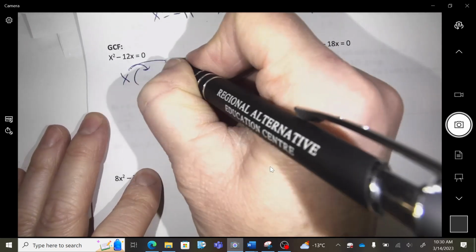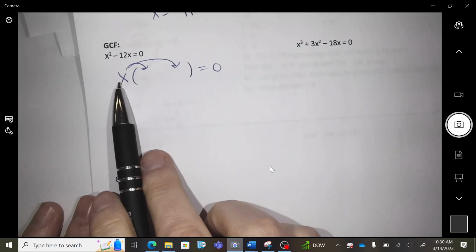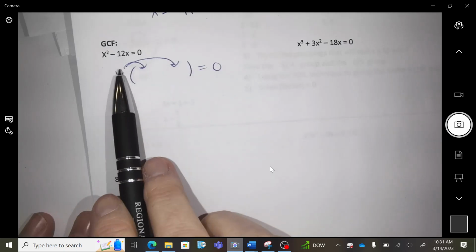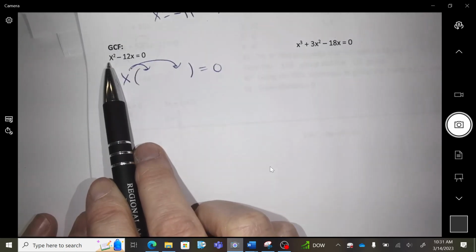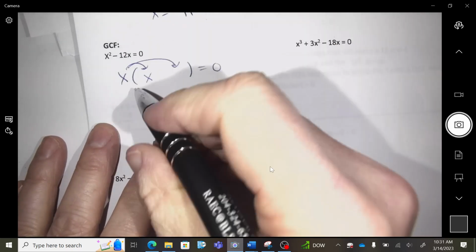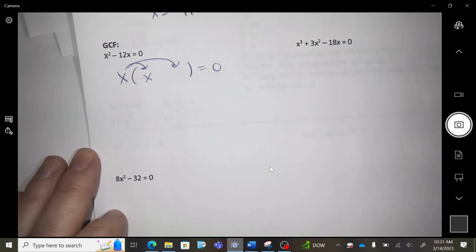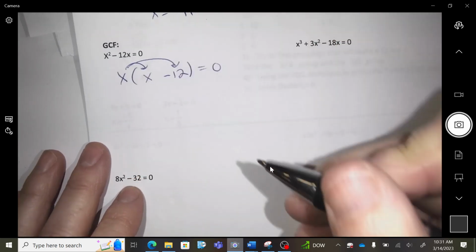I want you to think about GCF like this. So there's two terms, so I have to have two swivels. x times what makes x squared? x times what makes the second term? Negative 12.